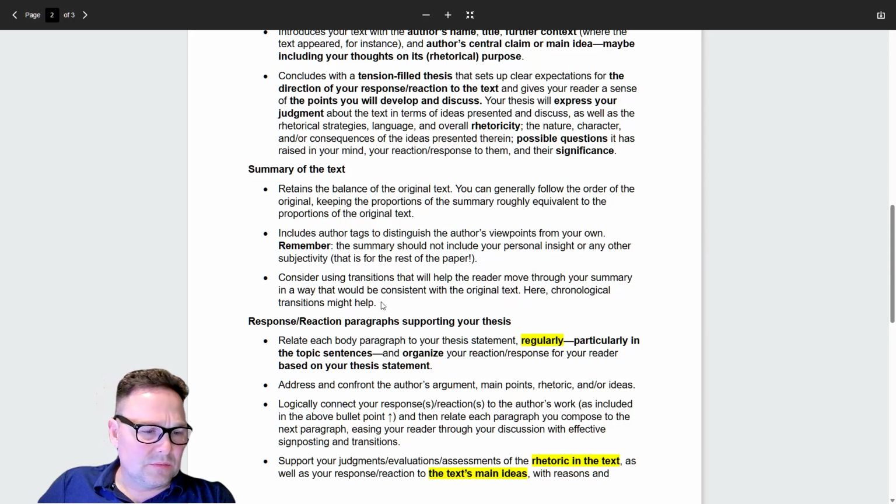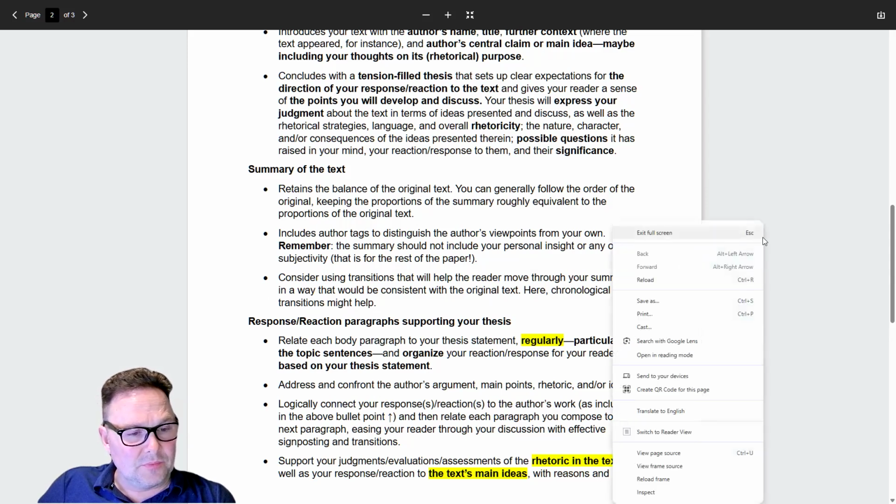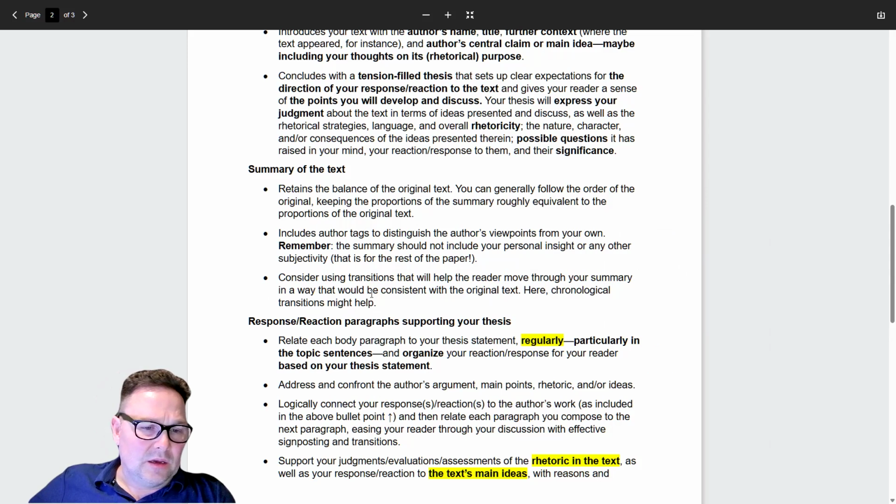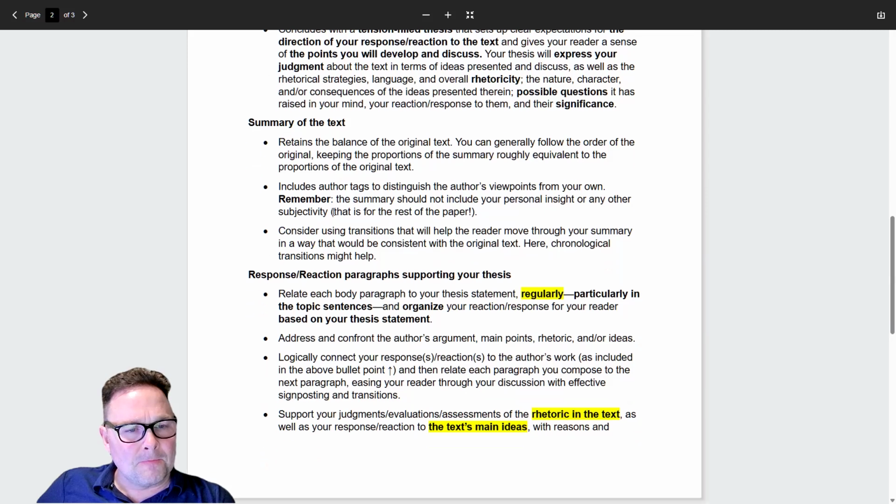Sometimes it helps to use more practical transitions and signposts like chronological. At first the author says this, then the author said that, next the author goes on to explain that. So chronological could be useful in summary writing, and it helps remind you to remain objective in a way, I think, anyway.